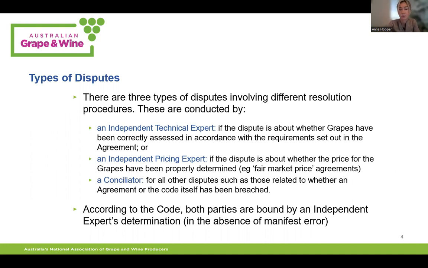Now, the 3rd type of dispute is where there's an issue with the agreement and it's not related to price or quality assessment, and this type of dispute will be directed towards a conciliation process. This is not dissimilar to mediation, and the conciliator will make a recommendation. The Secretariat maintains a list of people who are suitably qualified to fulfil each of these roles.